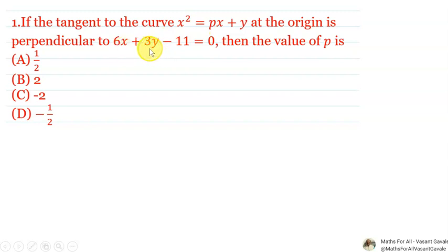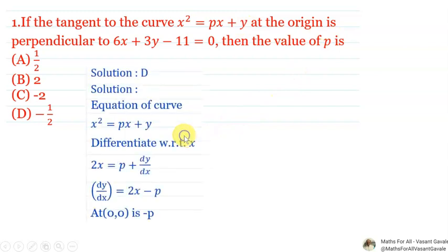And what is the slope of this line? The slope of this line is -2. And that's a minus and reciprocal that will become 1/2. Therefore, the slope of the tangent to the curve x square is equals to px plus y at origin is 1/2. Okay. बघूया आपण solution.